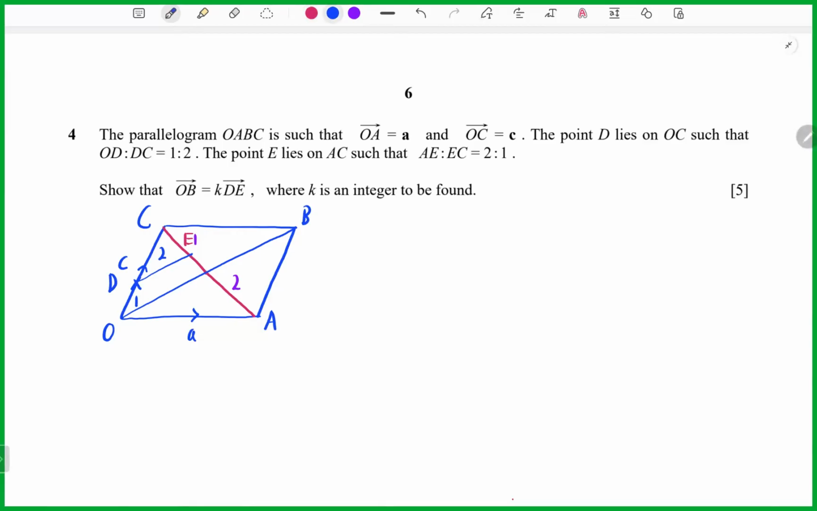Now we start to find OB first. OB is actually very easy to find. So OB equals a plus c. Then we need to find DE, with one constant value here. Now how do we find DE with vectors? First, because here are opposites, right?